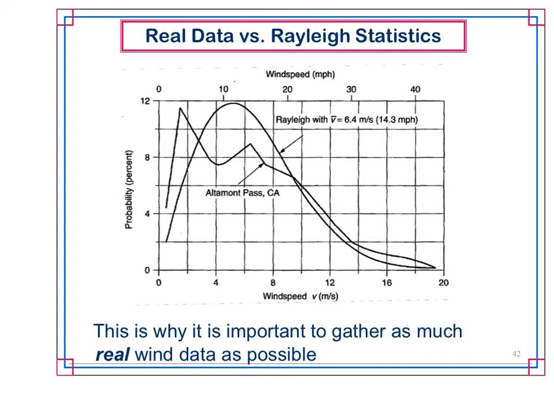This shows you, though, that assuming a Rayleigh distribution is a dangerous thing. Altamont Pass is near Palm Springs in California. So you can see Rayleigh is here. This is actual data. They don't look the same, do they?